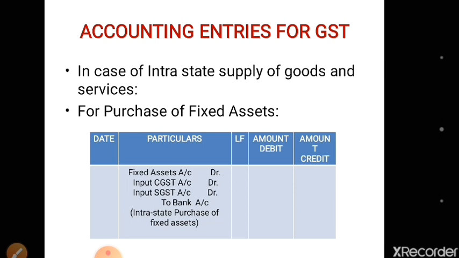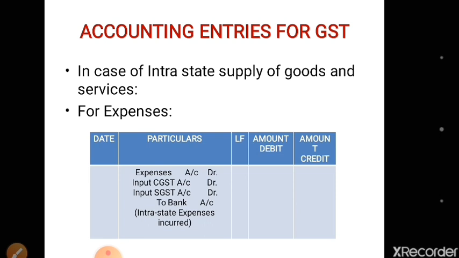For purchase of fixed assets, we are purchasing a fixed asset. As earlier, CGST and SGST will also be levied on the purchase of a fixed asset. It means fixed asset debit, input CGST debit, input SGST debit, and the payment will be made to bank. If we are paying expenses, expenses will be debited, input CGST will be debited, input SGST will be debited, to bank. Since all these transactions are made within the state, two types of GST are being levied. One is CGST, that is central GST, and the other one is state GST.